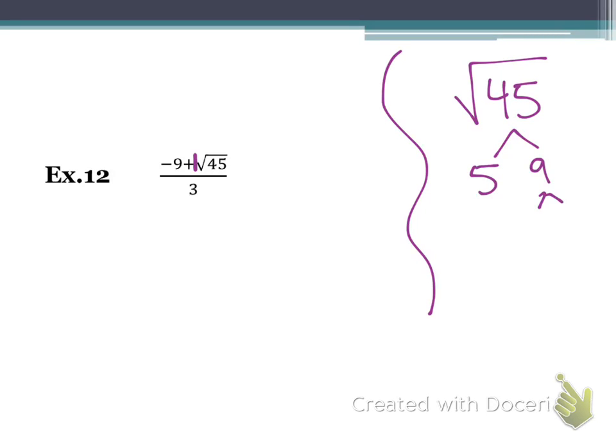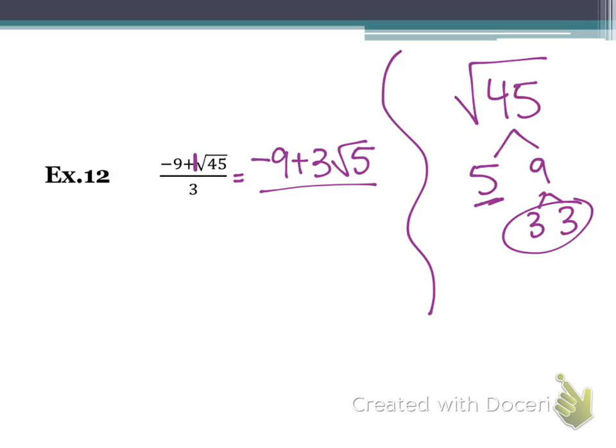5 and 9. 9 breaks into 3 and 3. What am I circling? Pair of 3s. What's alone? The 5. So when I come back over here to rewrite this, what's staying out in front? The negative 9 plus is not changing. We only dealt with the square root of 45. What's it turning into? Plus 3. What else? Square root of 5. Good. My denominator? Still a 3 for right now.